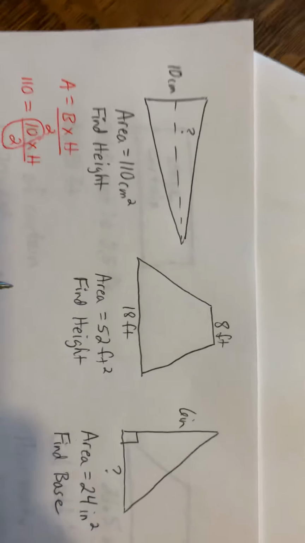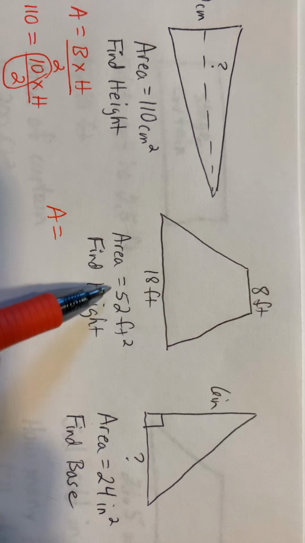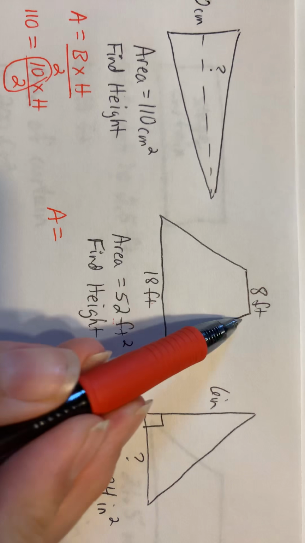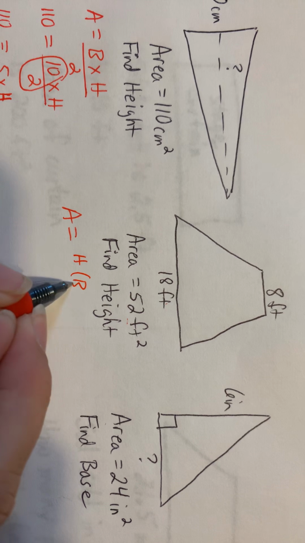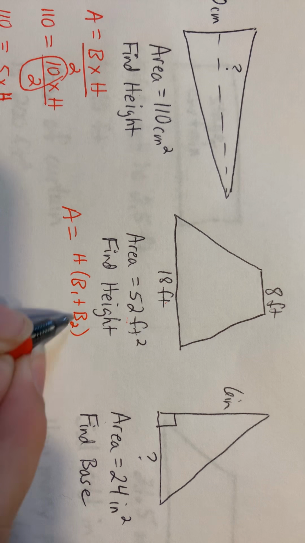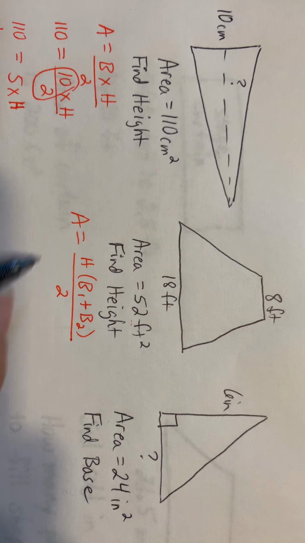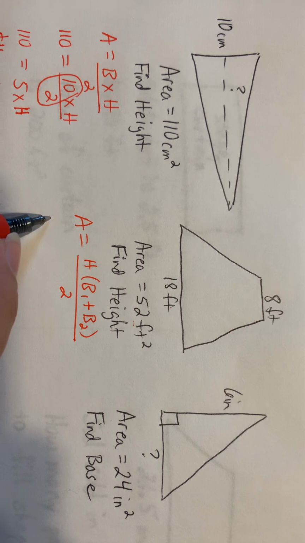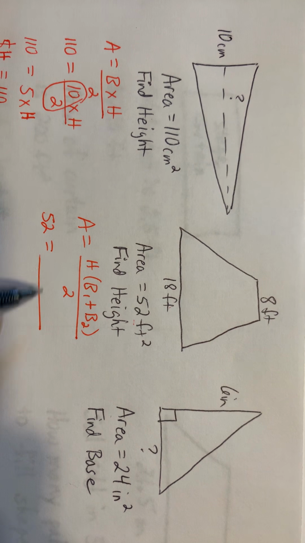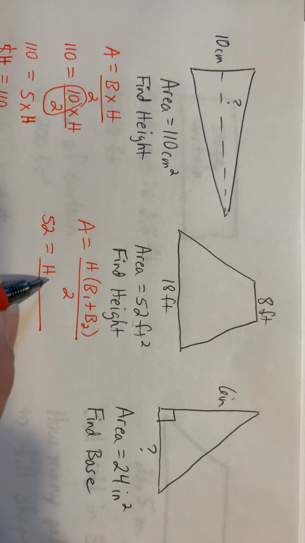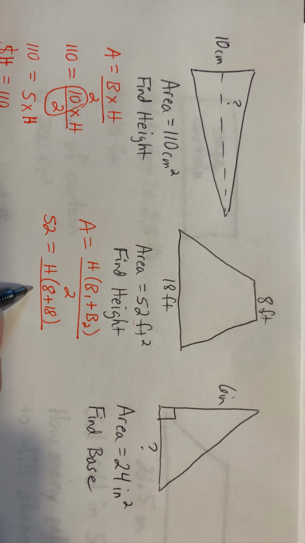Same thing if it's a trapezoid, okay? Start with your formula. They're giving me the area and the bases, but I have to find the height. So I'm going to fill in my formula first. Height times base 1 plus base 2 divided by 2. Plug in what you know. The area is 52. So where the A is, I'll put 52 is equal to, I don't know the height, but I know the bases are 8 and 18.